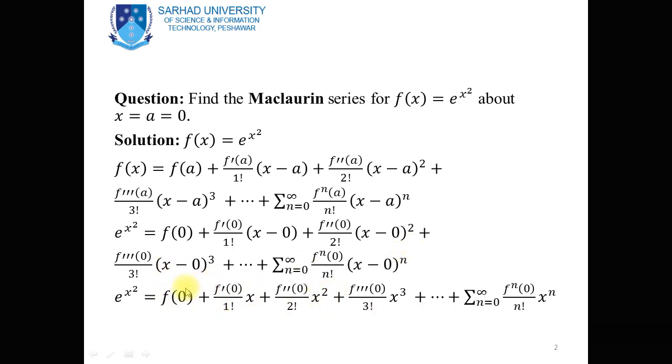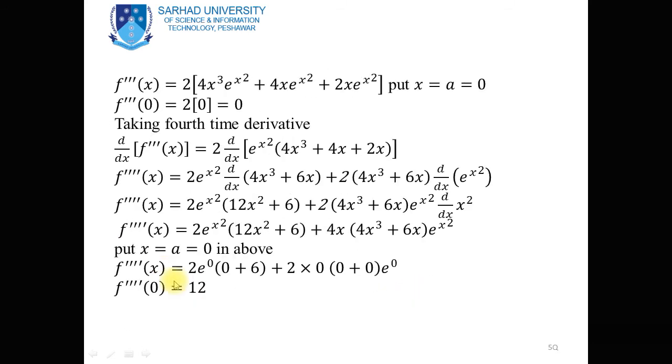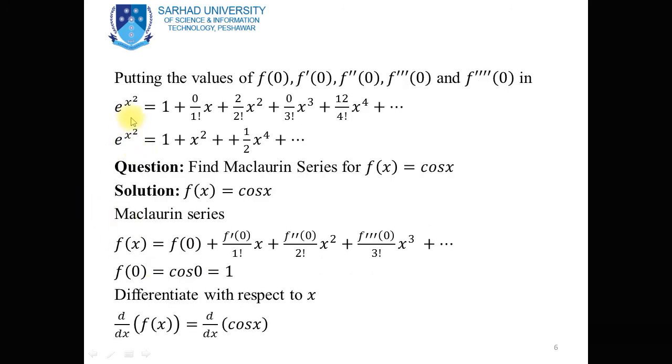So putting the value of f(0), f′(0), f″(0), f‴(0), and the fourth derivative of the function at x equal to 0, we obtain the Maclaurin series for the function e^(x²) equal to 1 + 0/1! times x + 2/2! times x² + 0/3! times x³ + 12/4! times x⁴.